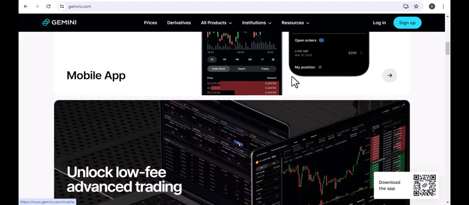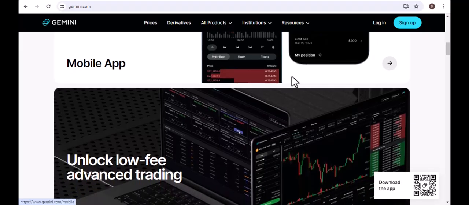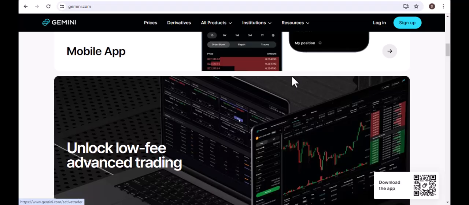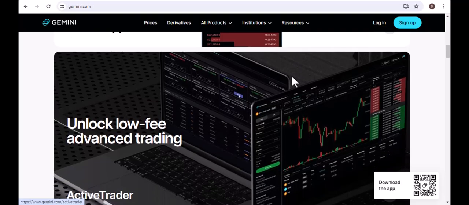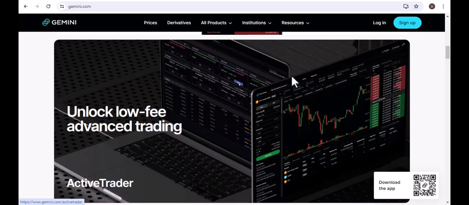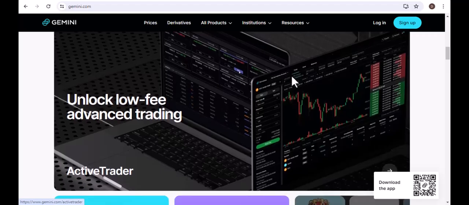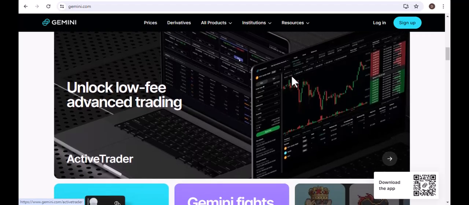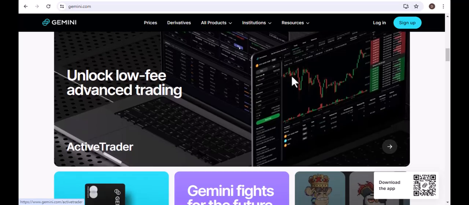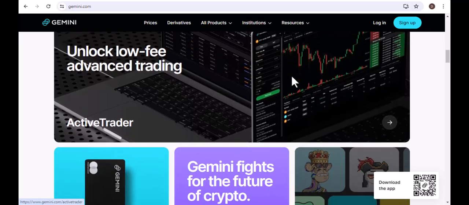The key takeaway here is that your trading volume directly impacts your fees. The more you trade on Gemini Active Trader within a 30-day period, the lower your maker and taker percentages become. This incentivizes active trading and rewards those who contribute significantly to the exchange's liquidity.